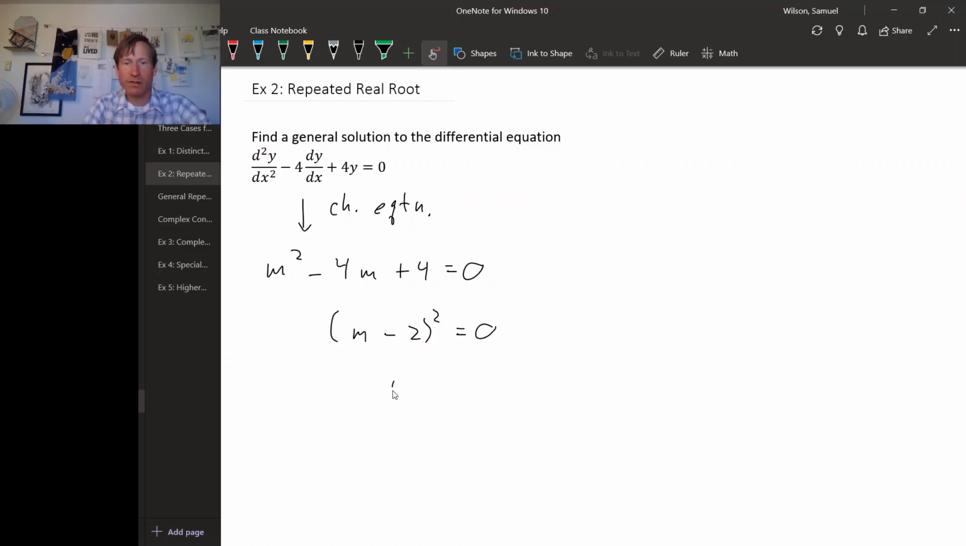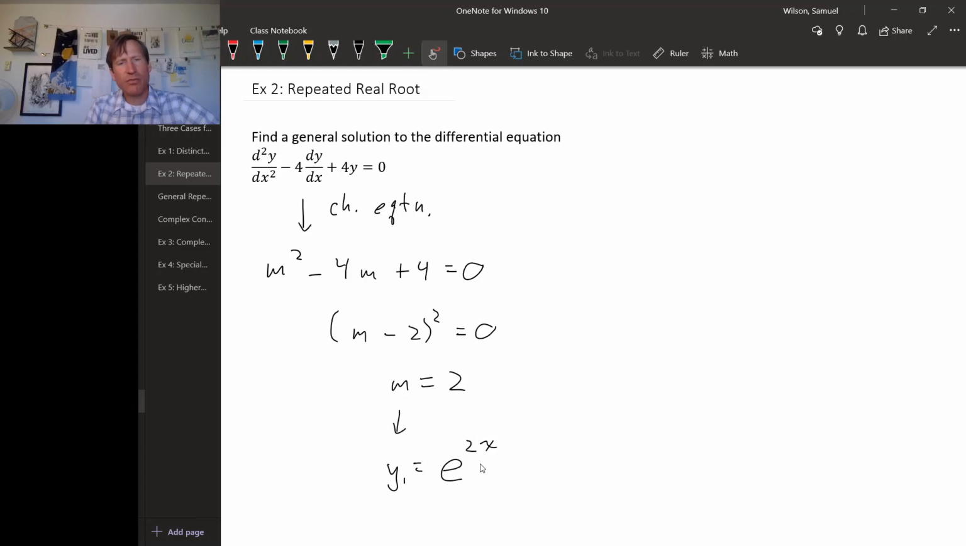And that means we get one real solution, m is 2. Each solution to the characteristic equation gives us a solution to the original differential equation. So we get a solution, y1 is e to the 2x.